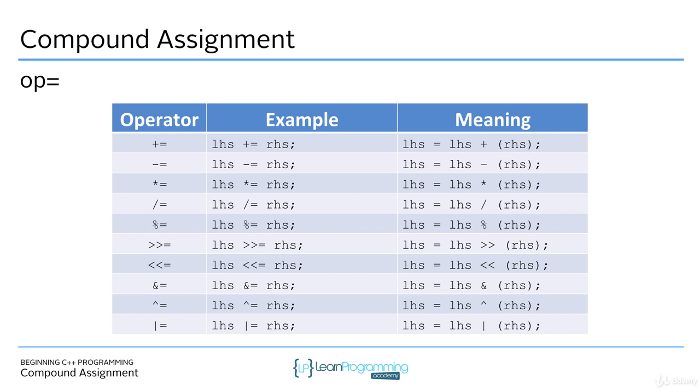The meaning of this would be to increment the left-hand side by the right-hand side and then store the resulting value in the left-hand side. We'll see a few real code examples in the next slide. All of these operators work the same way. For example, the multiplication equal operator multiplies the left-hand side by the right-hand side and stores the product back in the left-hand side. Let's see some examples.